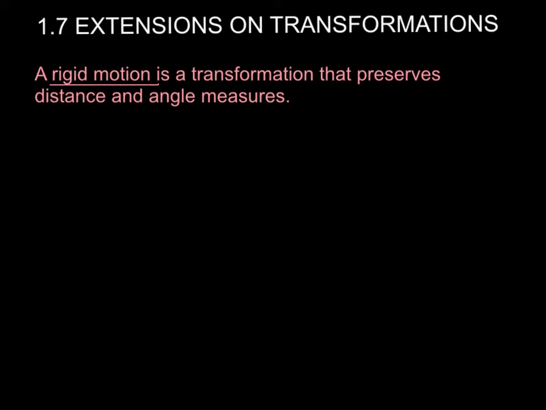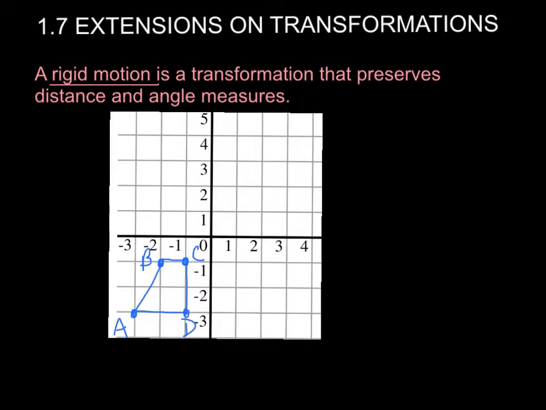Now, in a transformation, the original figure is always called the pre-image. The resulting figure is always called the image. Alright, this graph you do not need to draw, but we're going to quickly review what a reflection is. As you already know, a reflection is when you have a mirrored image of something.